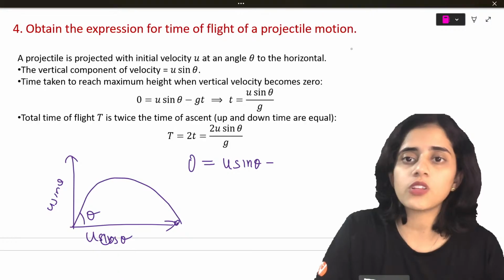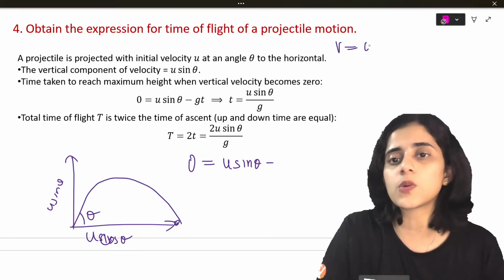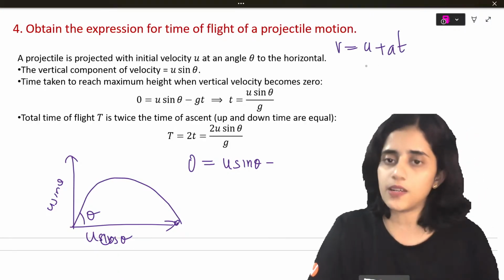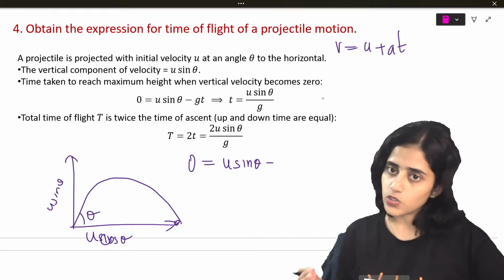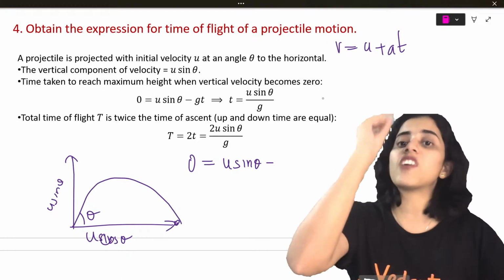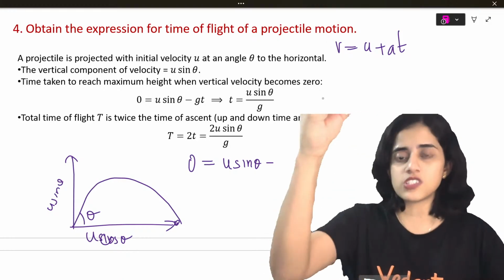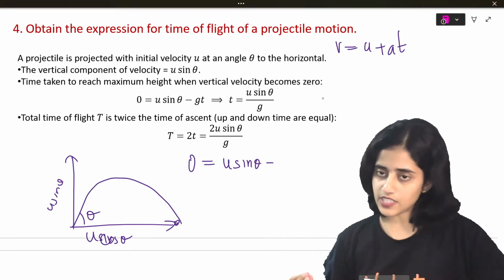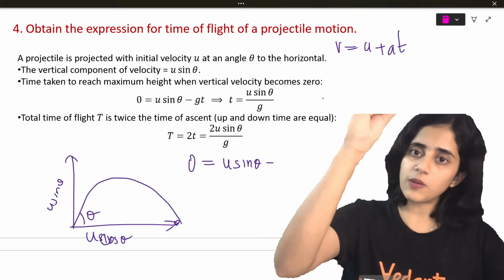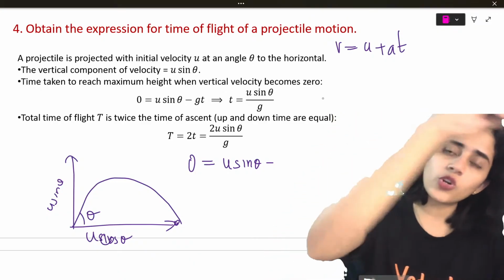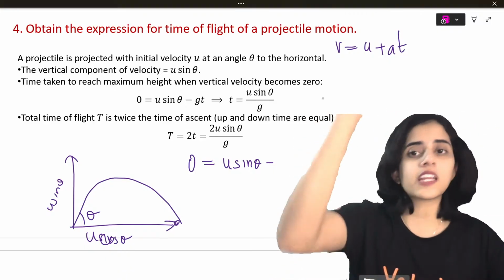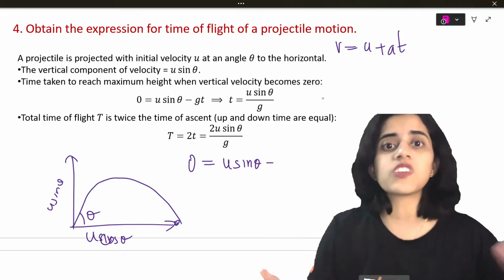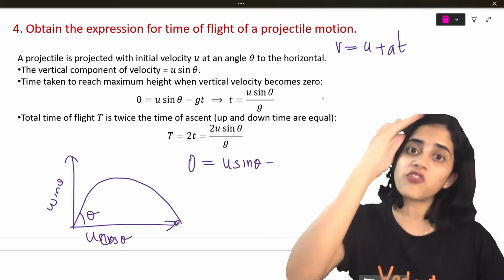Why am I writing all this? I'll just write down the final formula. V is equal to u plus at is our formula. Okay, v is 0 because for a projectile, when it reaches the top, the vertical velocity is 0. From here it's going up, up, up, up. From here, it's no longer going up, it's going this side. So it will have horizontal velocity, but no more vertical velocity. So vertical velocity is what we are finding, because we are going to find out the time of flight.